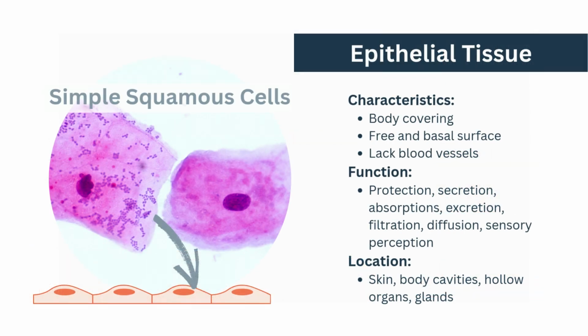Epithelial tissue is our main body covering. It lacks blood vessels and consists of a free surface and a basement membrane. Epithelial tissue functions to aid in protection, secretion, absorption, excretion, filtration, diffusion, and sensory perception. Epithelial tissue is in the skin, lines body cavities, hollow organs, sweat, and sebaceous glands. To the left we have the most simple epithelial cell type, the simple squamous cell, a single layer, flat tissue.